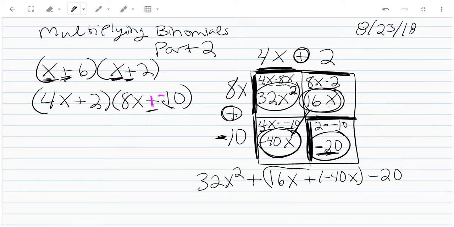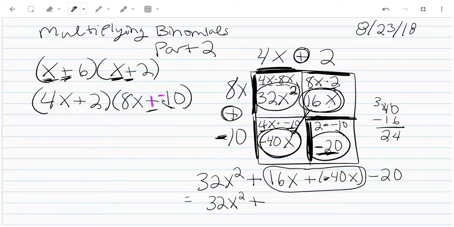And I want to simplify those. So 16x plus negative 40, those are different signs. So I'm going to be thinking 40 minus 16. And that's a 3, that's a 10. So 4, 2. But there's more negatives. So this is going to come down to 32x squared plus, and 16 plus negative 40 is, actually I can make that even, I'll put it this way, negative, oh, I'm messing up all over the place.